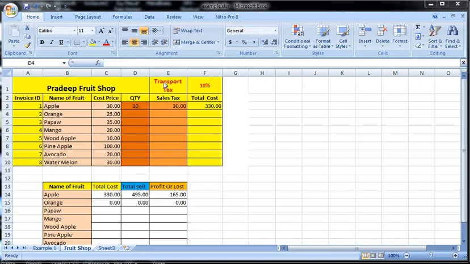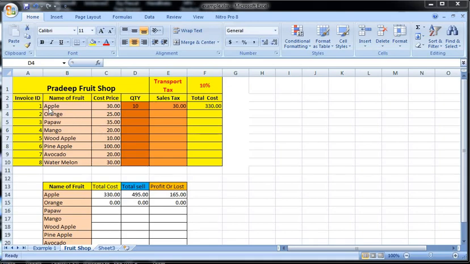And you must remember that there is a transport tax of 10% for each of these fruits that he has brought to his shop. So let's see how it works. Now, for instance, let us consider the apple. The other quantities I have deleted, but let me emphasize how this formula and this function work.